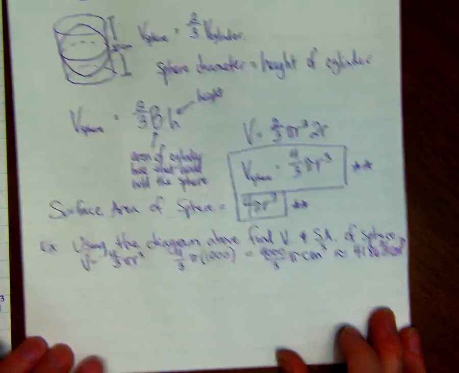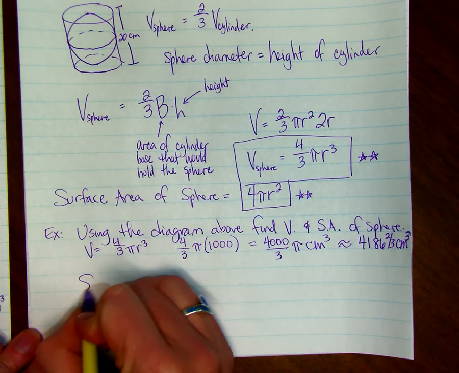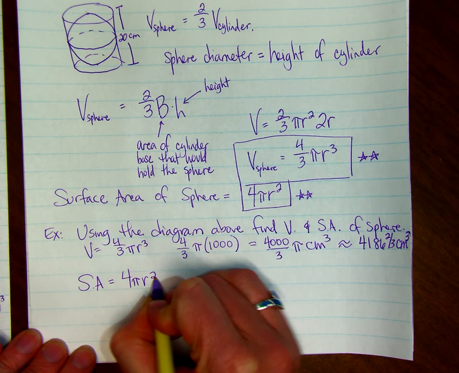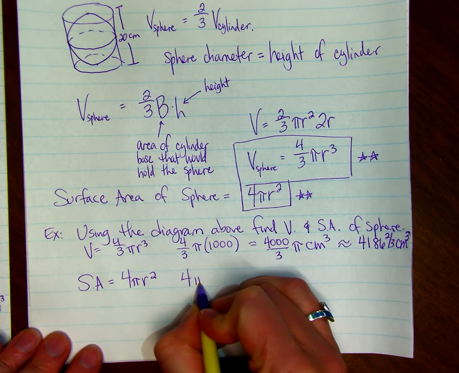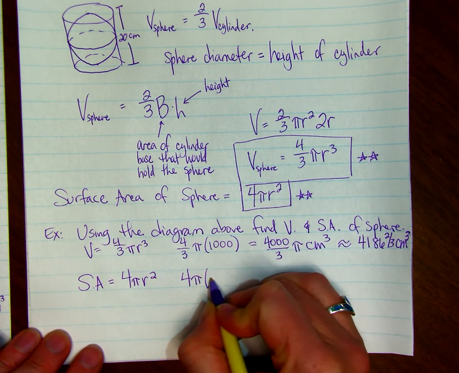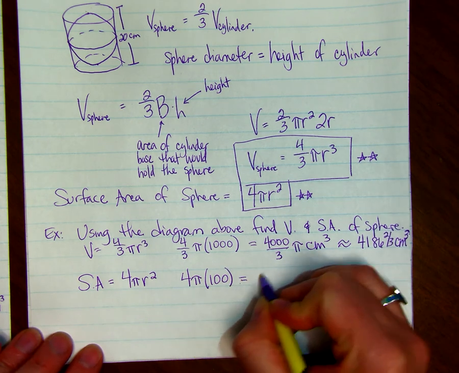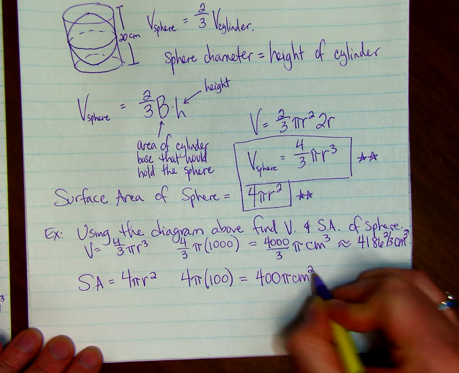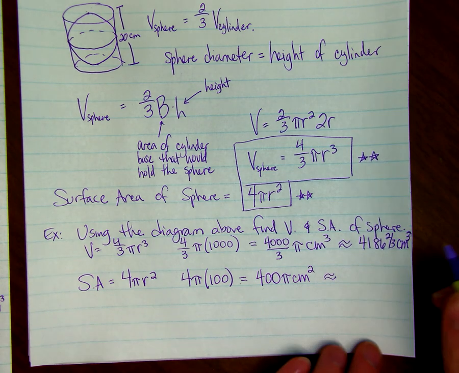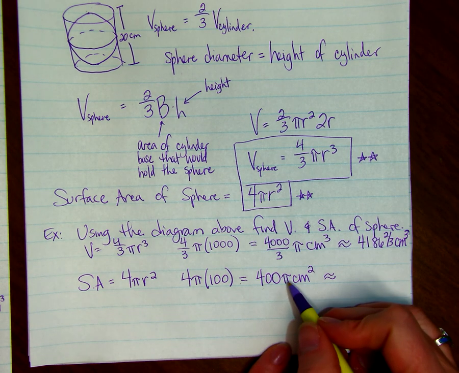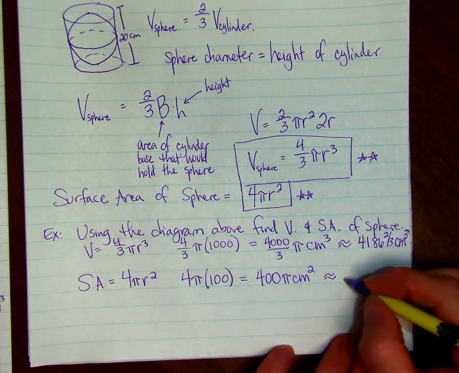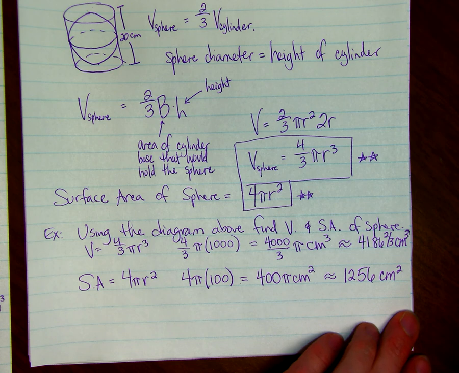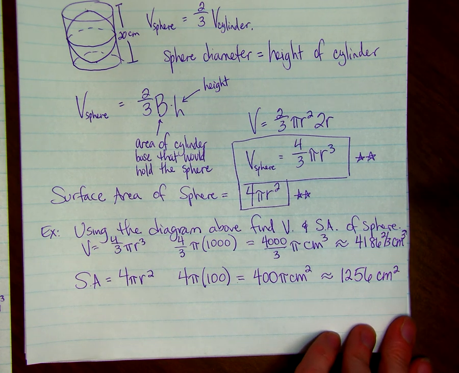The surface area would be 4 times pi times radius squared. So we'd have 4 times pi, the radius is 10, when we square it we get 100. So it's going to be equal to 400 pi centimeters squared. And if we wanted to approximate, we could multiply it by 3.14, the 400, and we get 1,256 centimeters squared. And that's the end of the lesson.